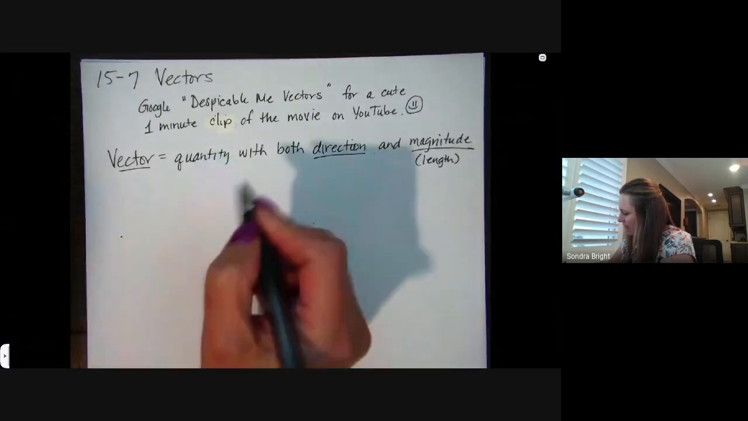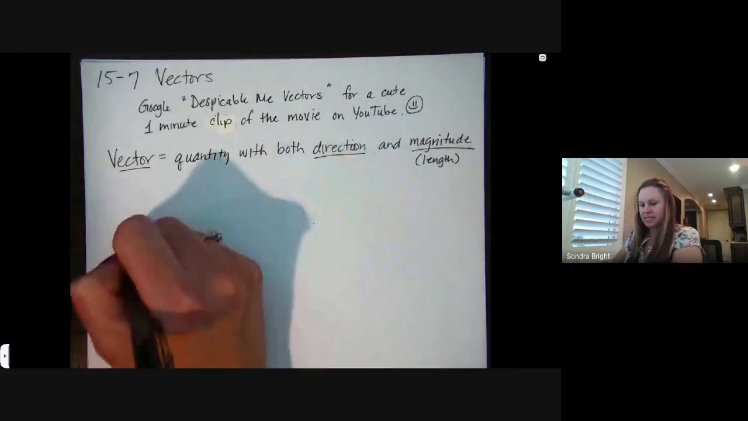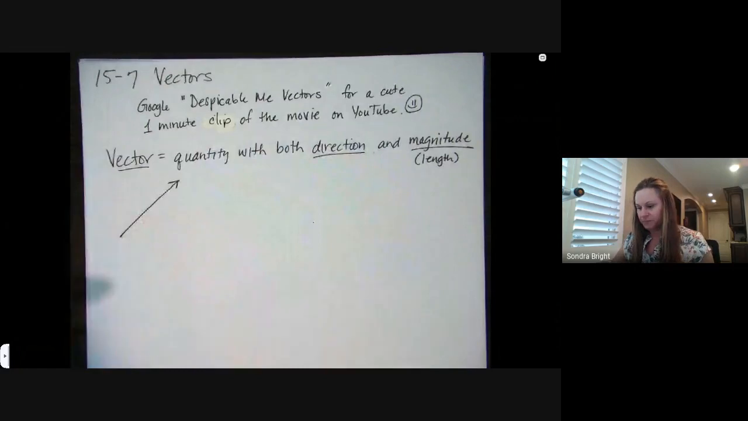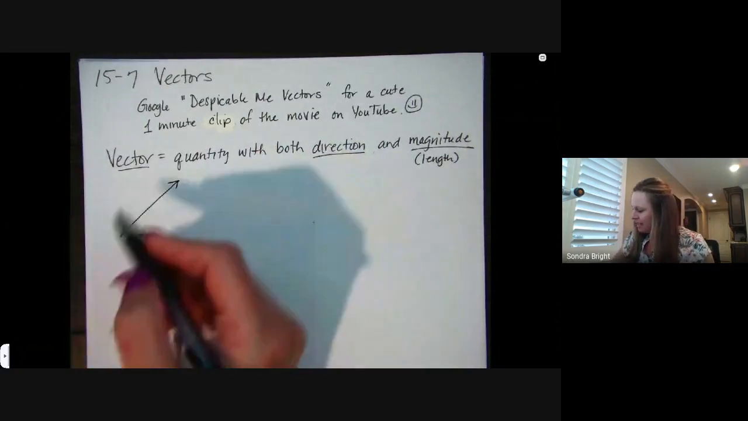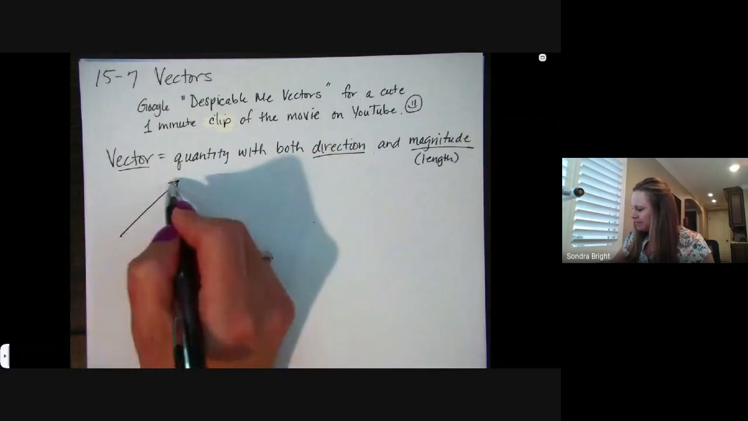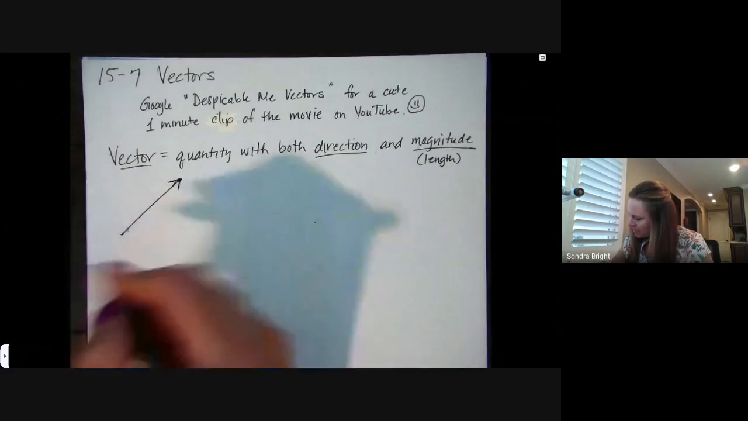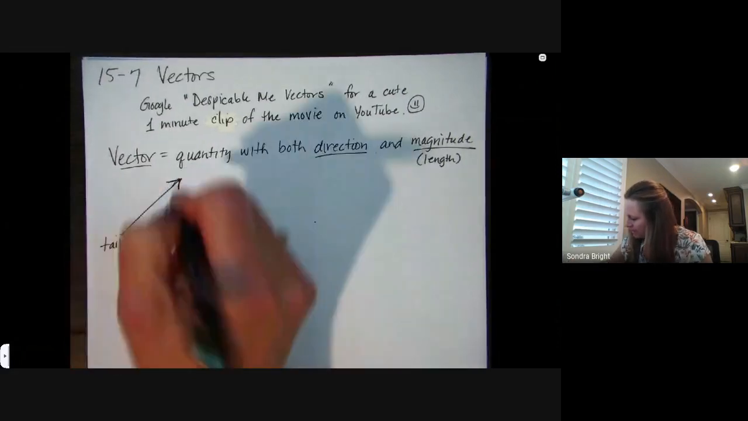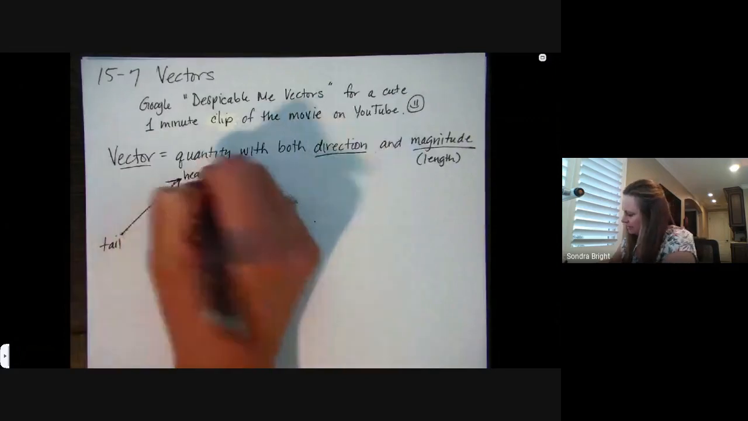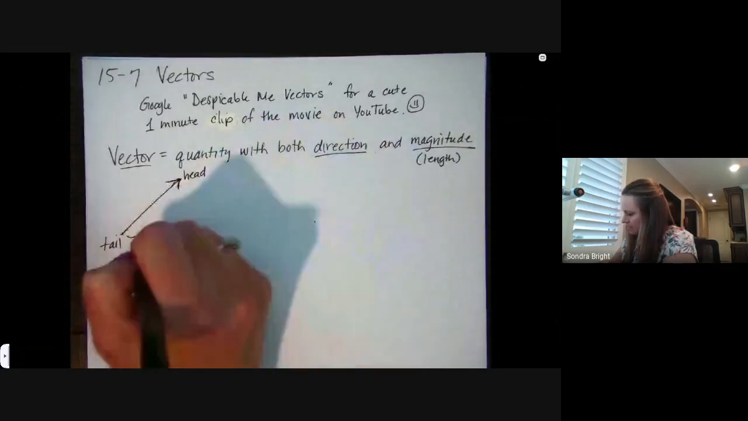So that means you will have an arrow, right? That's saying it's not just a line. It's showing that it's going from here to there in that direction. We call this guy the tail. We call this guy the head. And the length of this line is what we call the magnitude.